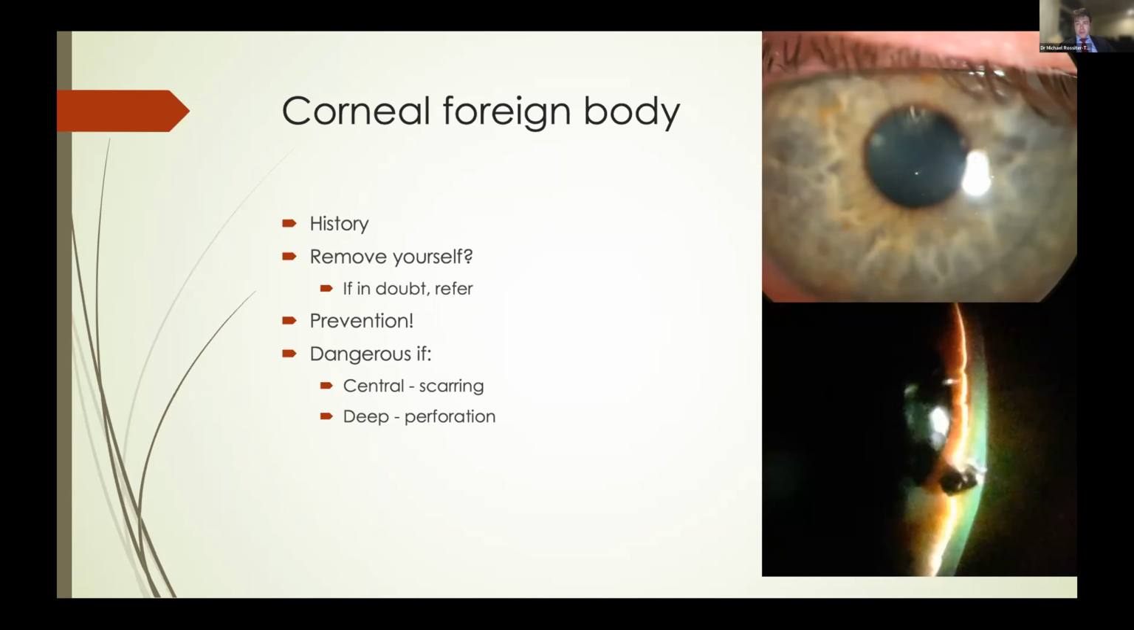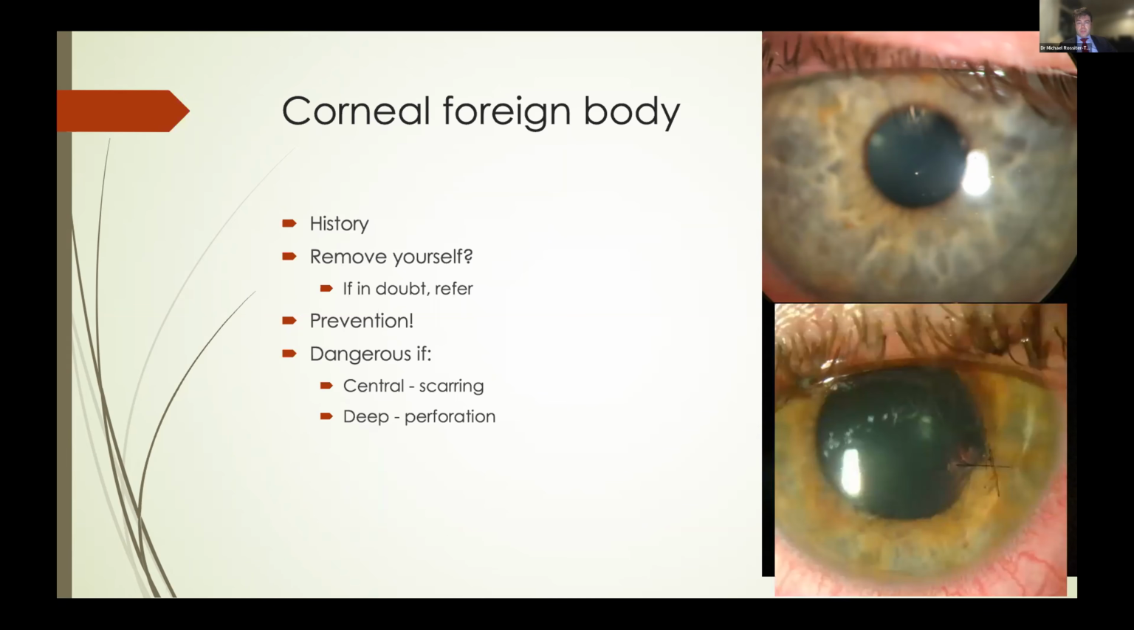Corneal foreign bodies tend to recur because the situations in which patients sustain them tend to occur again and again. Grinding, metal work, industrial exposures, things like that. Prevention is very important. If you see a patient with a foreign body, it's often a good opportunity to say to them, please wear protective goggles next time.